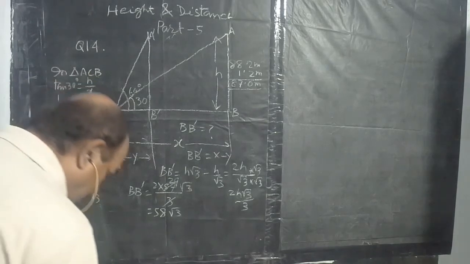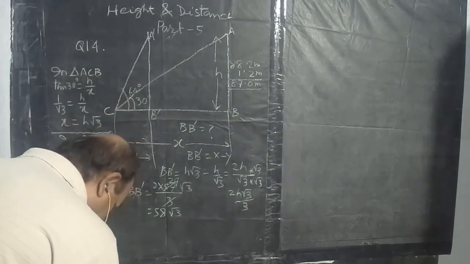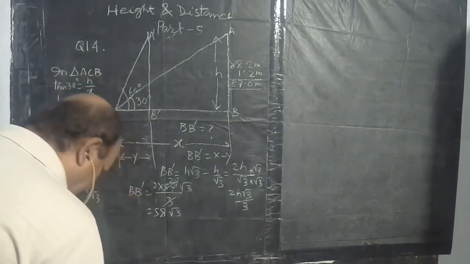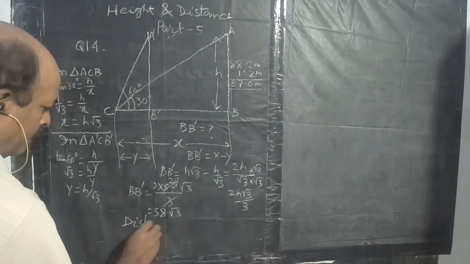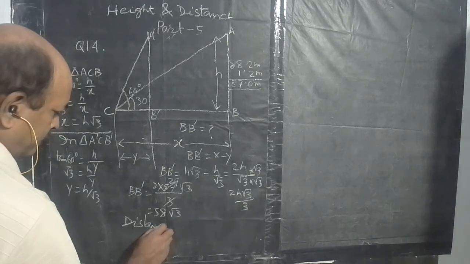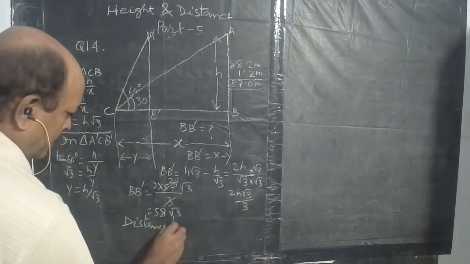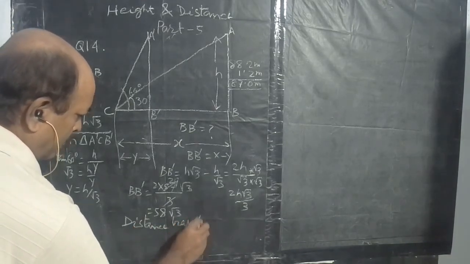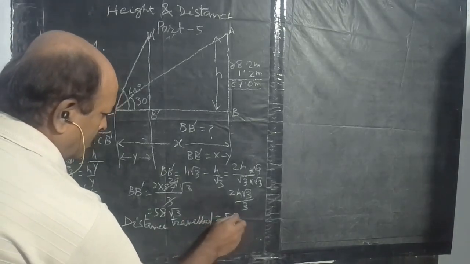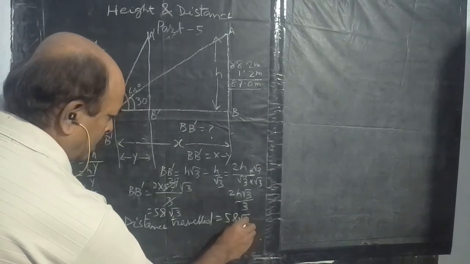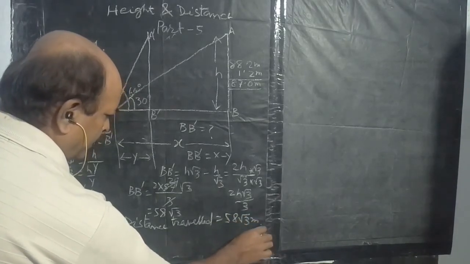The final question is the distance traveled by the balloon. The distance traveled by the balloon is equal to 58 root 3 meter.